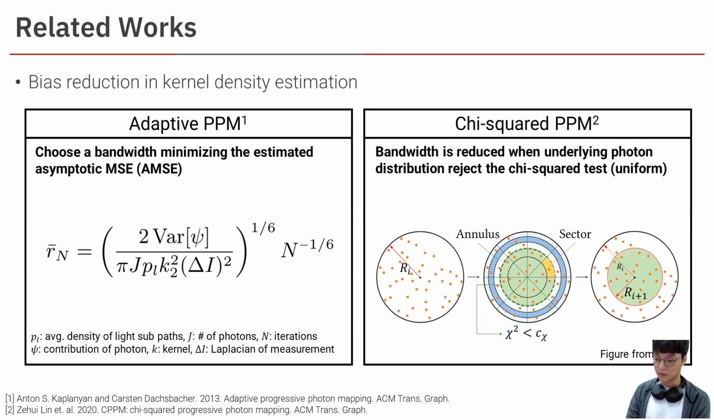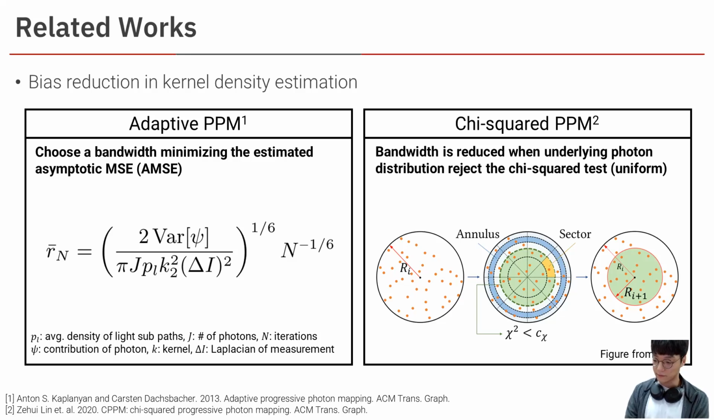The chi-squared PPM proposes a new idea that the bandwidth can be fixed if the underlying photon distribution is constant. That is, it is optimal not to reduce the kernel size for uniform photon distribution because it can get more photons using a large kernel. The uniformity is checked by the chi-square test, and if it does reject the null hypothesis, then it reduces the bandwidth heuristically.